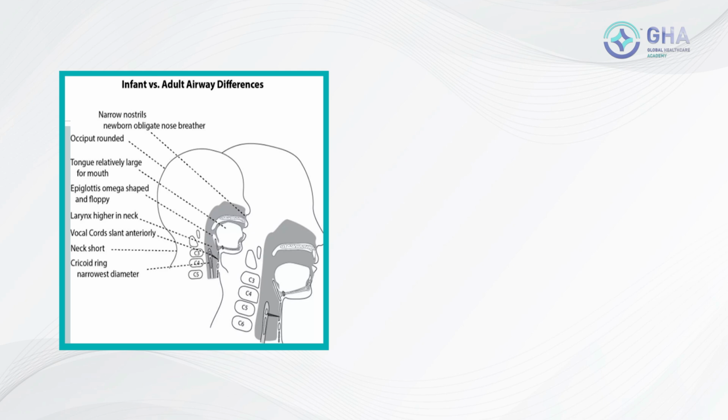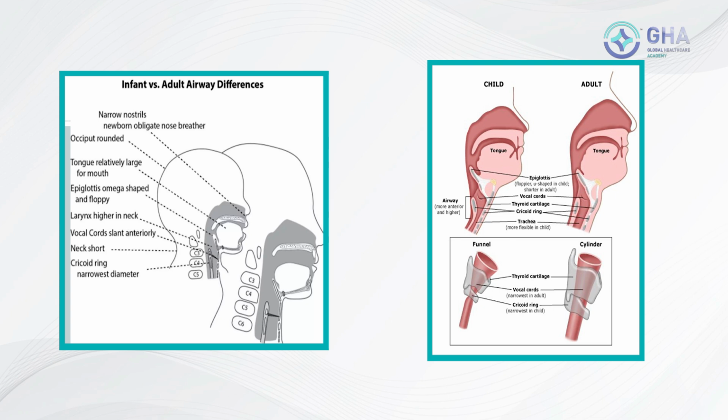Mouth breathing happens only during crying. Obligate nose breathing is very vital for their respiration during feeding. 50% of the airway resistance in newborns comes from their nasal passages. If you see in this picture, the larynx is at the level of C4, C5 in newborns, as compared to adults, where it is at the level of C5 and C6. The shape of the larynx is funnel shaped in newborns, and in adults it is cylindrical.